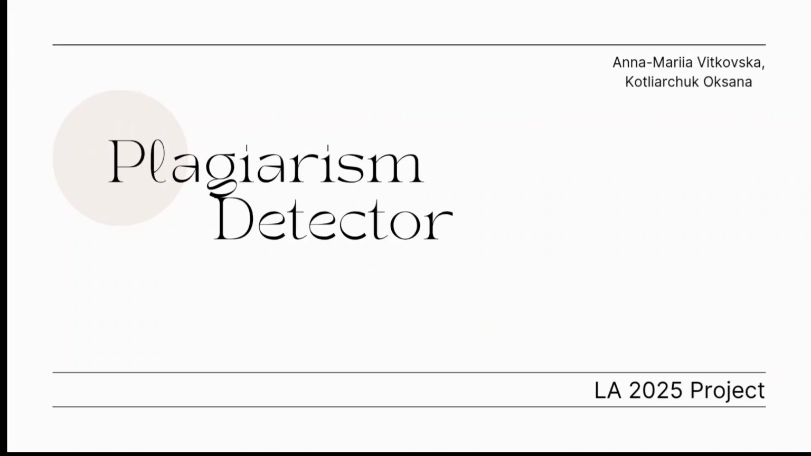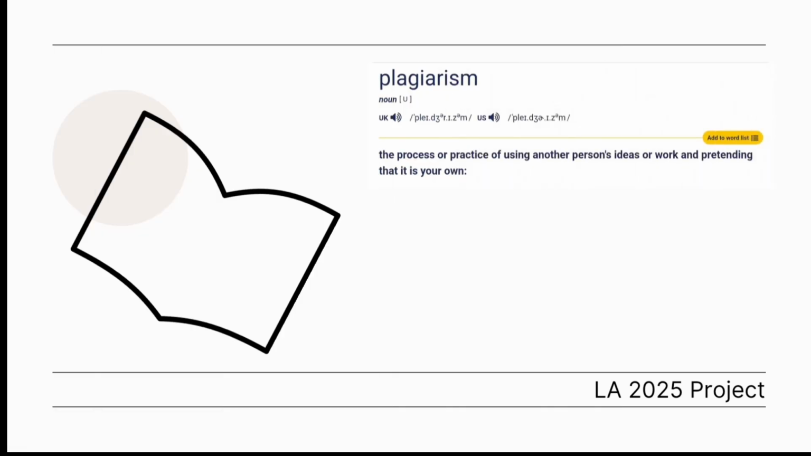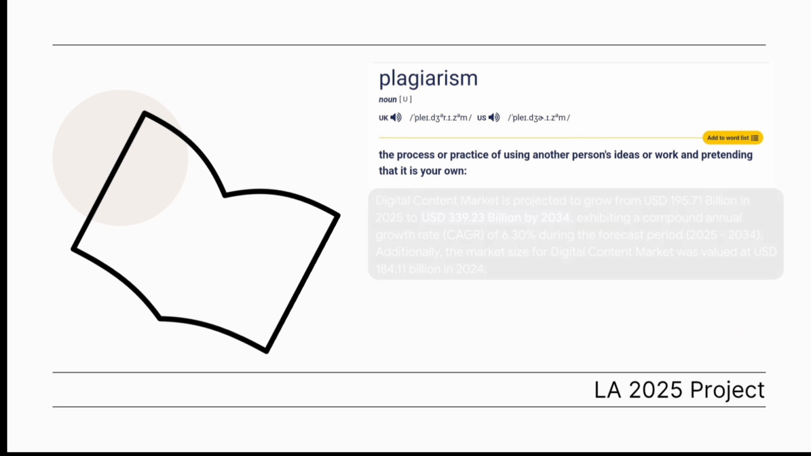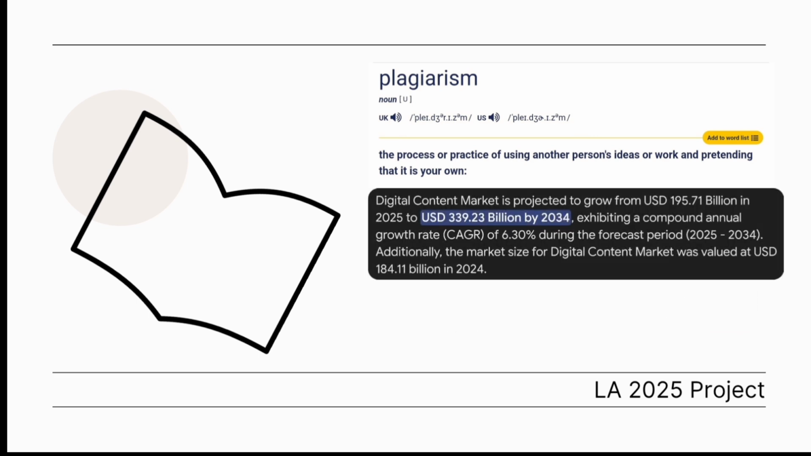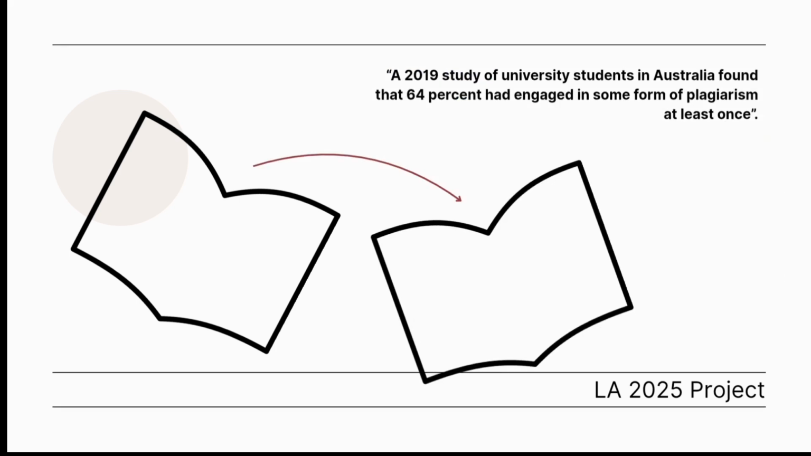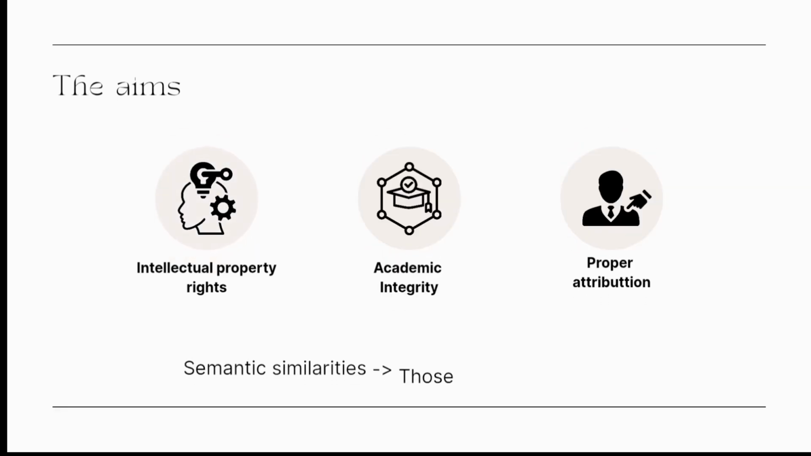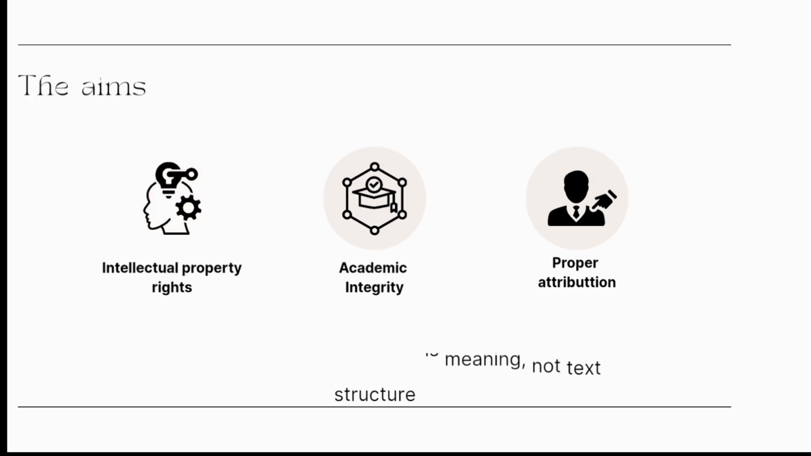Our project investigates the development of an advanced plagiarism detection system with the help of latent semantic analysis. Plagiarism detection has become increasingly critical in academic, publishing, and educational contexts as digital content proliferates, making unauthorized text reuse much more prevalent. A 2019 study of university students in Australia found that 64% had engaged in some form of plagiarism at least once. Our system aims to preserve intellectual property rights, uphold academic integrity, and ensure proper attribution by identifying semantic similarities between documents.